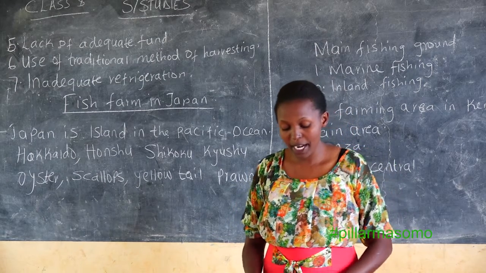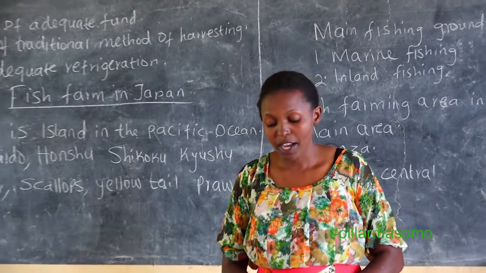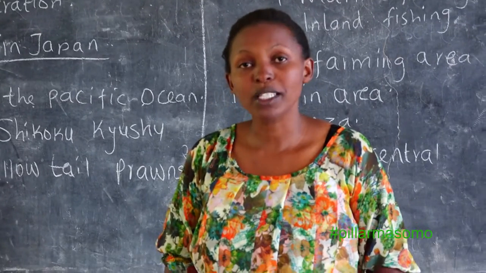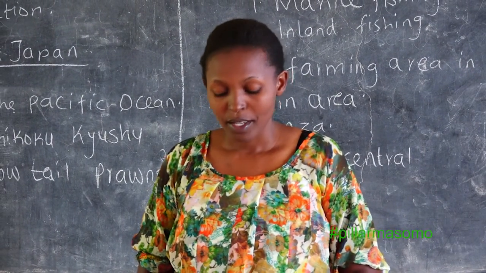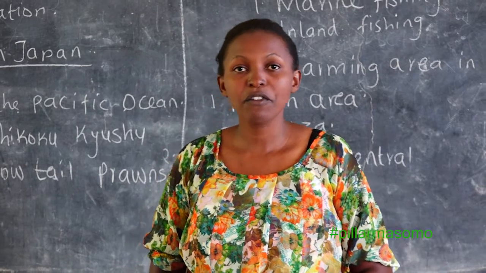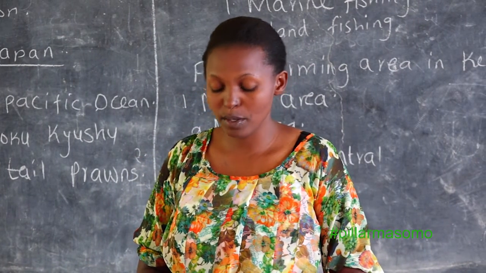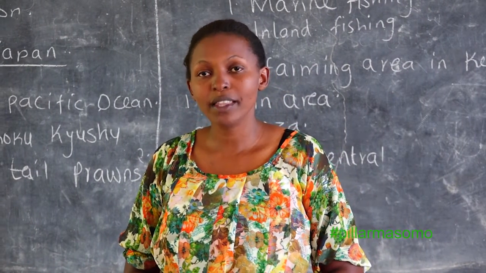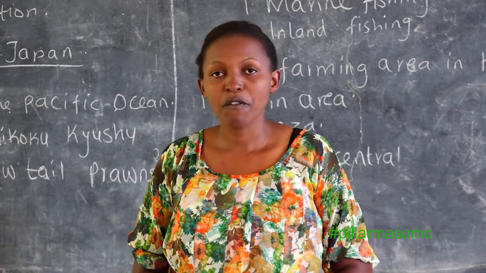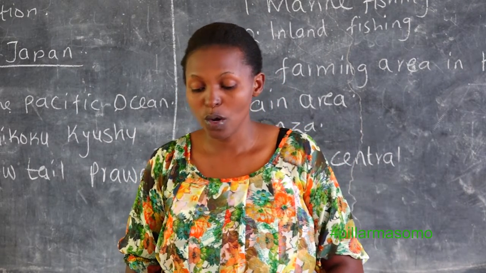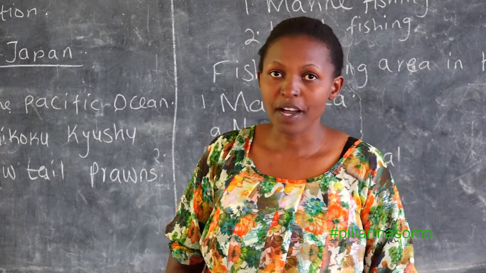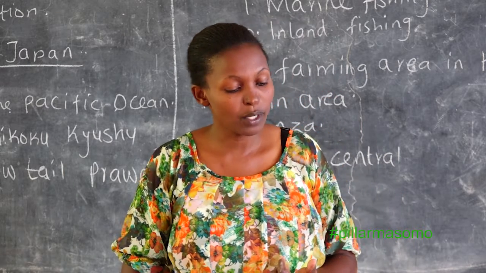Fishing is highly mechanized, allowing the catching of fish of specific breeds and sizes. So I repeat once again, fishing is highly mechanized in Japan, allowing them to catch fish of their specific breeds and also sizes. And that is how we are through with fishing in Japan.